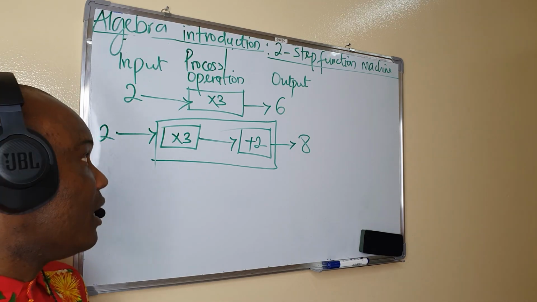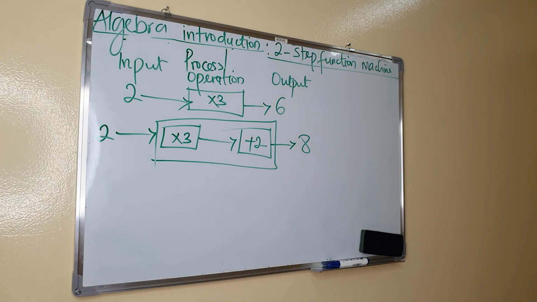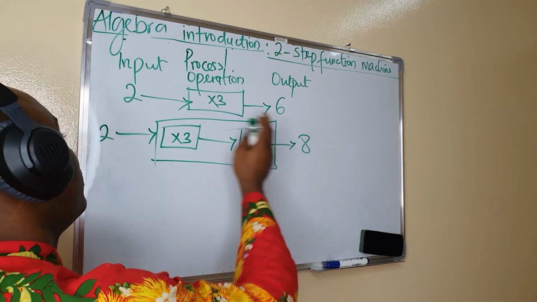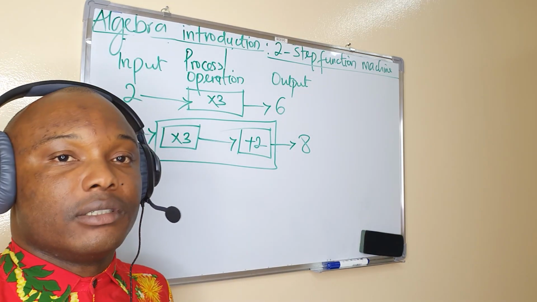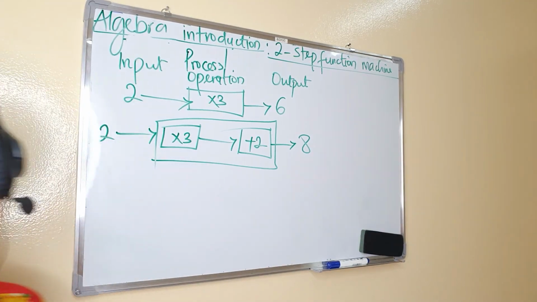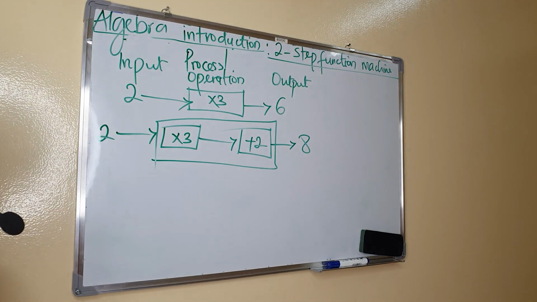Now, when you are given a two-step function machine problem to solve, a lot of the time, the output is either missing or the input is missing. Sometimes also you find out that the process is missing. In that case, how do you find out exactly what transpired? Exactly what happened in between? Let me give you a trick. Let's see if you can find out exactly what happened.